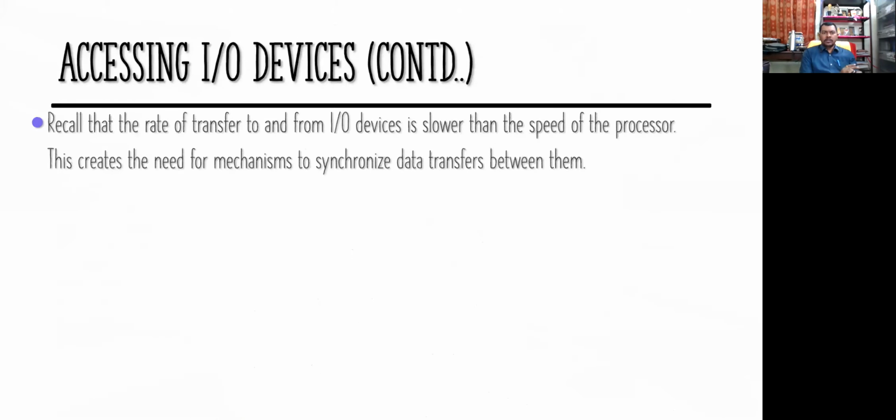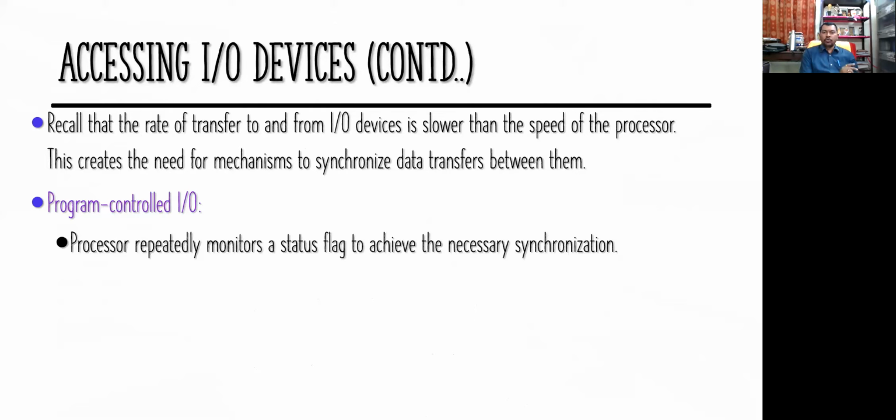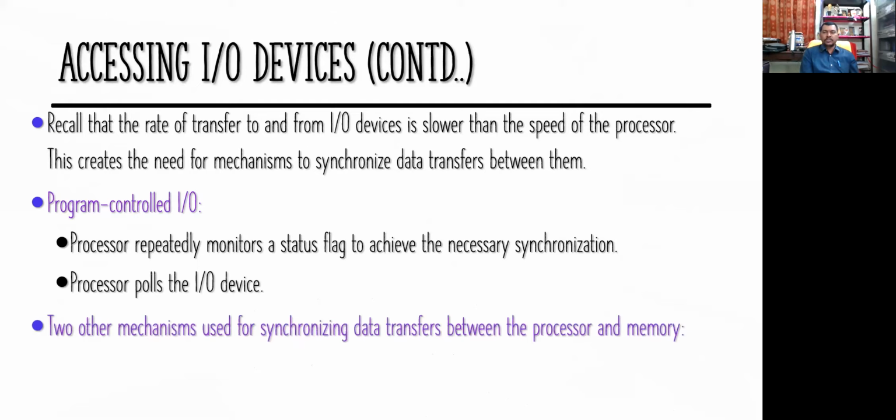Yes, I guess the input output devices are slower than the speed of the processor. We have some more types of data transfer, that is program controlled input output, in which the processor repeatedly monitors or checks the status flags to achieve the necessary synchronization. Then the processor polls the input output devices.